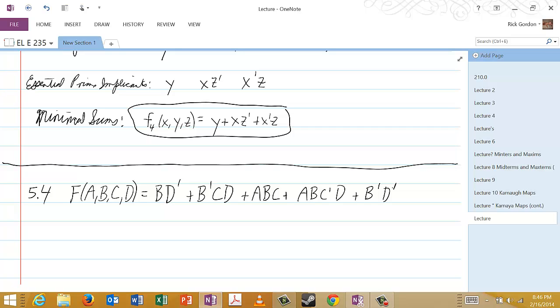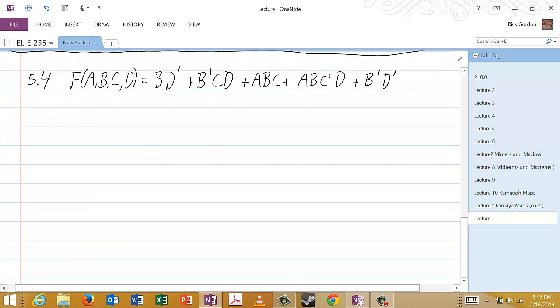Part C of the problem asks you to find the minimal products, and we'll hold off on that part for just a little bit until we get a little more familiar with finding minimal sums, and then we'll talk about using Karnaugh maps to find minimal products. It's a very similar procedure, so we'll see that in the near future. But for now, we want to do that first part of this problem, which was to find the Karnaugh map, and we want to do it without first finding the minterm expansion of this function.